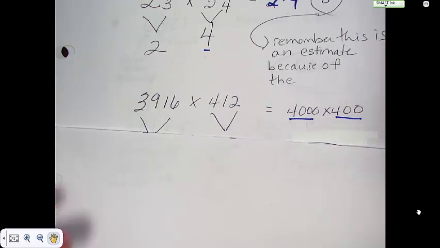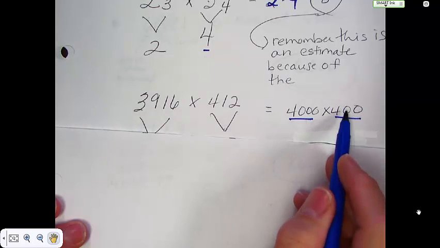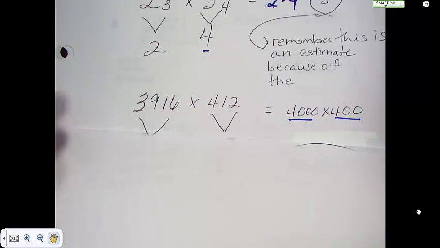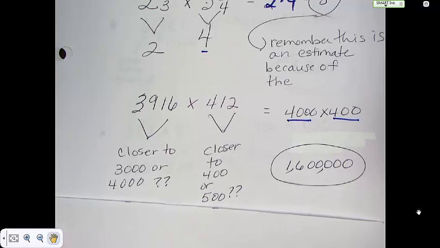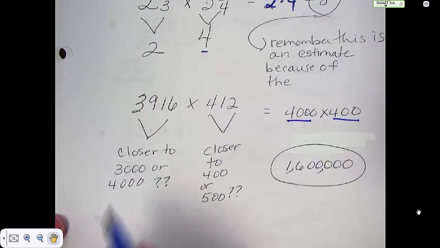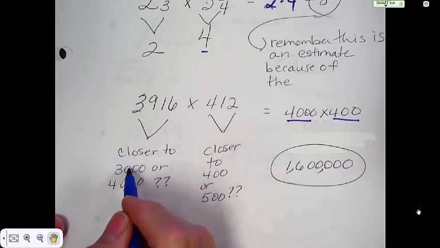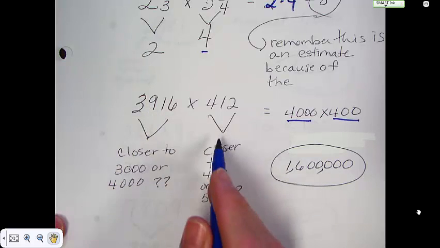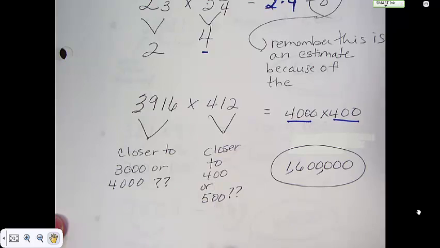4 times 4 is 16. And we have 1, 2, 3, 4, 5 zeros. So we end up with 1,600,000. Always ask yourself a question. Is this closer to 3,000 or 4,000? Is this closer to 400 or 500? That will help you.